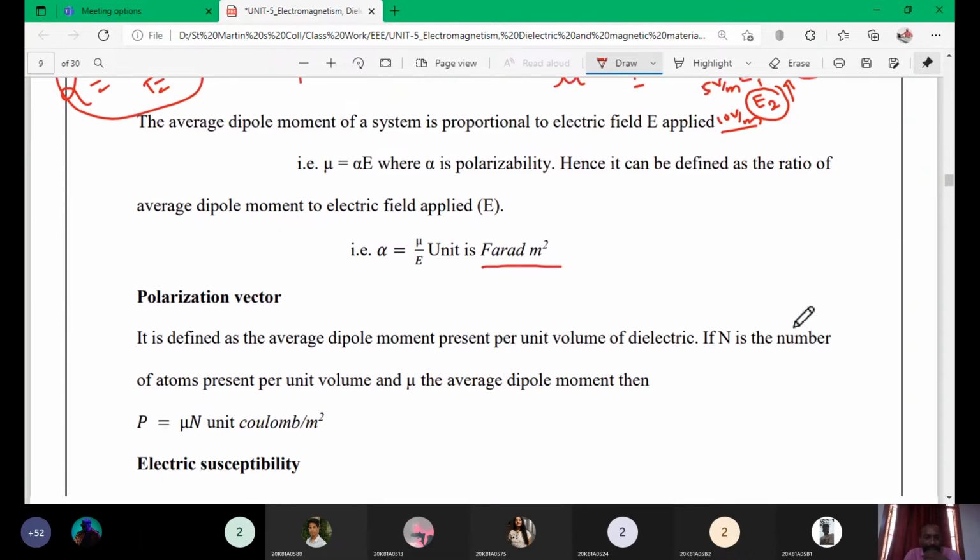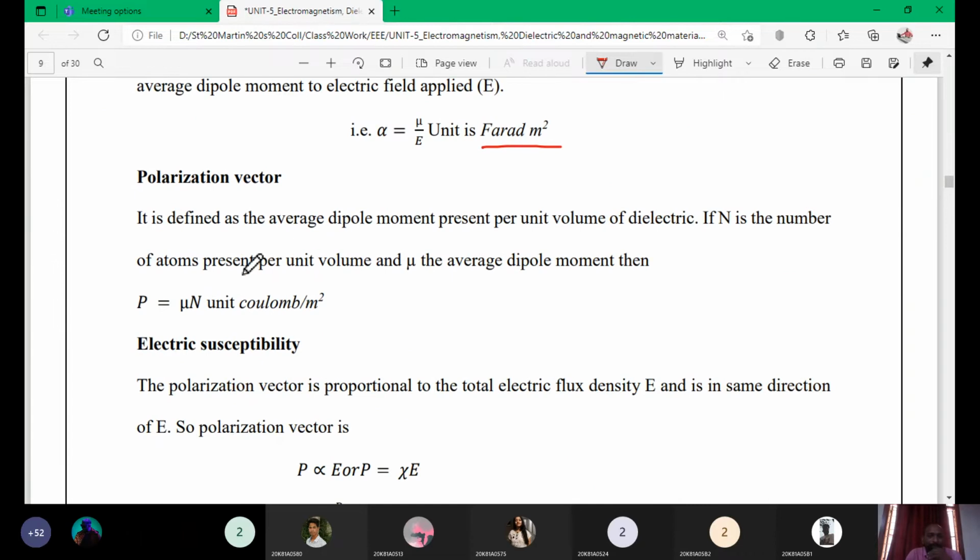Next one, polarization vector. You can also write polarization; some books write polarization. So polarization or polarization vector is indicated by capital P, and it is defined as the dipole moment per unit volume.